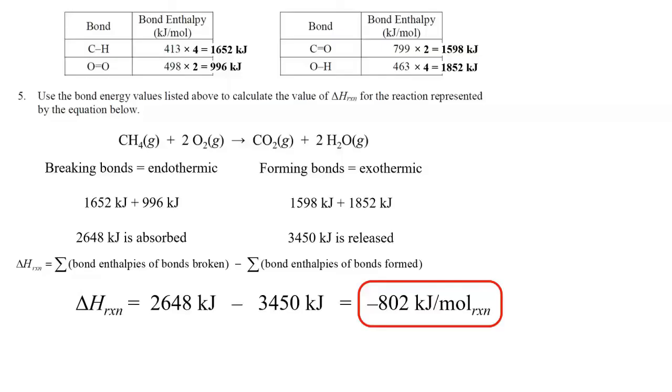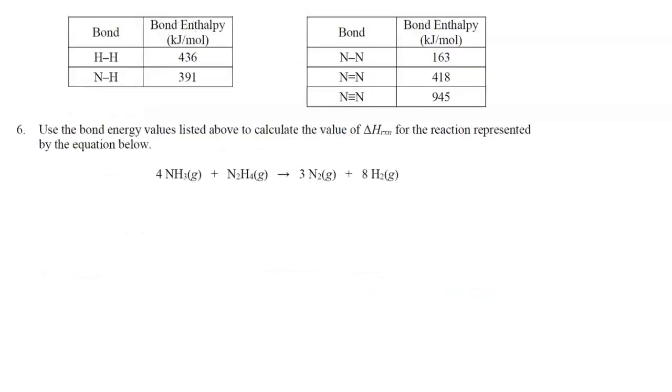Okay, let's go ahead and look at number 6 in the packet, which is very similar to number 5. We have a table of bond enthalpy data, and I can tell you in this particular problem, you do have some bond energy data that you don't need to use. So unlike the last problem, you actually have more information in this table than you actually need. It's very important to sketch the Lewis diagram for each of these molecules.